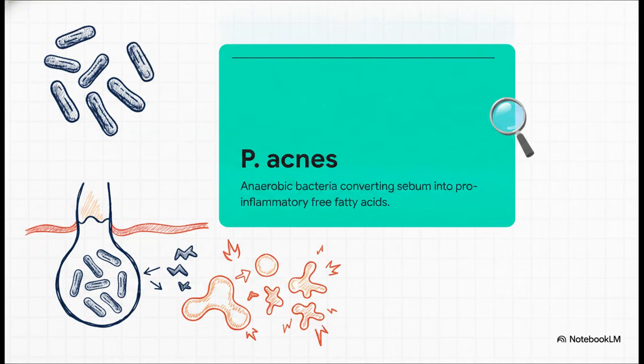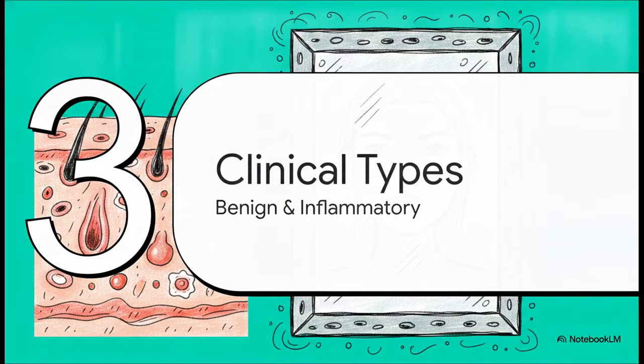The microscopic instigator behind all of this chaos is Propionibacterium acnes, or P. acnes for short. This is an anaerobic bacterium, meaning it thrives where there is zero oxygen, like, say, inside a completely blocked pore. But here is the truly fascinating part. P. acnes survives by secreting an enzyme called lipase. This enzyme literally takes the perfectly harmless triglycerides in your natural skin oil and chops them up, converting them into highly irritating, pro-inflammatory free fatty acids. Basically, this bacteria weaponizes your very own natural oils to trigger your body's immune system. Wild, right? Section 3, benign and inflammatory types.